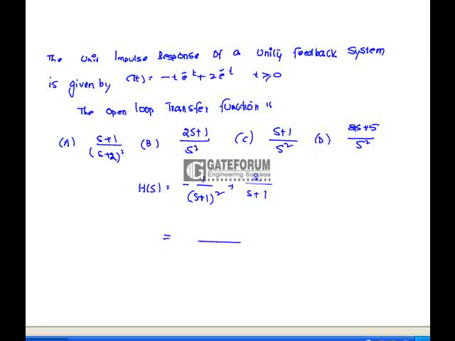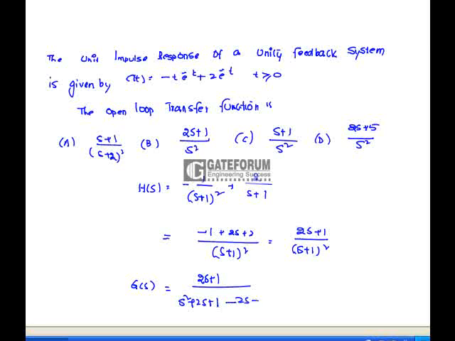If we simplify this, we get (s plus 1) square minus 1, 2s plus 2, which is nothing but (2s plus 1) by (s plus 1) whole square. This is the closed loop transfer function for a unity feedback system. We have to find the open loop transfer function, that is G(s). We get (2s plus 1) by (s square plus 2s plus 1); subtracting the numerator from the denominator, we get (2s plus 1) divided by s square. That is, option B is correct.